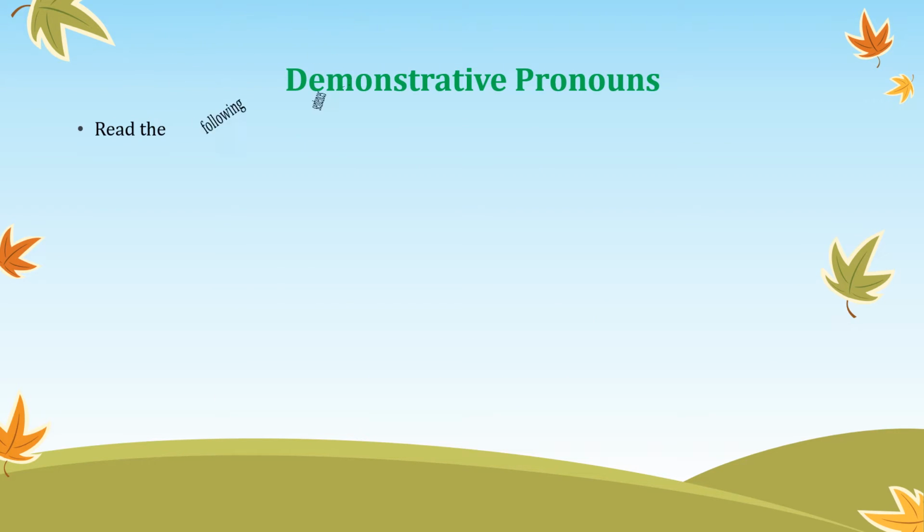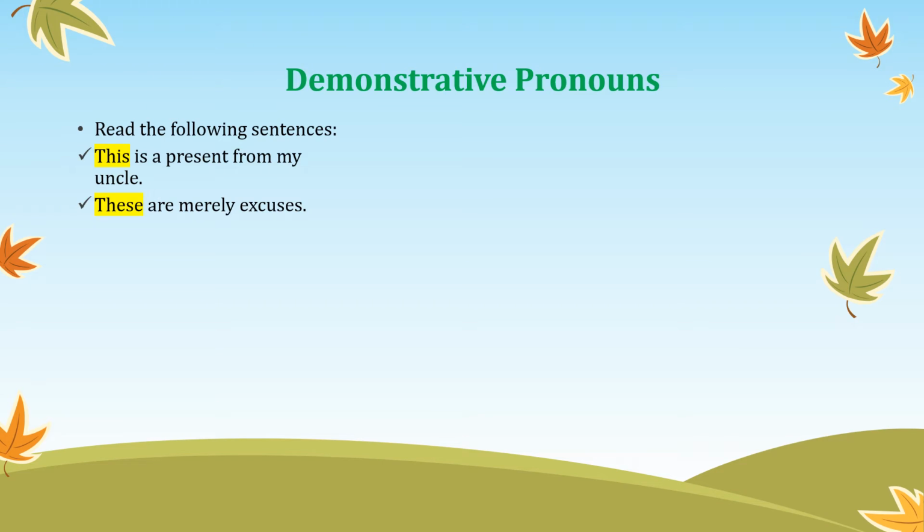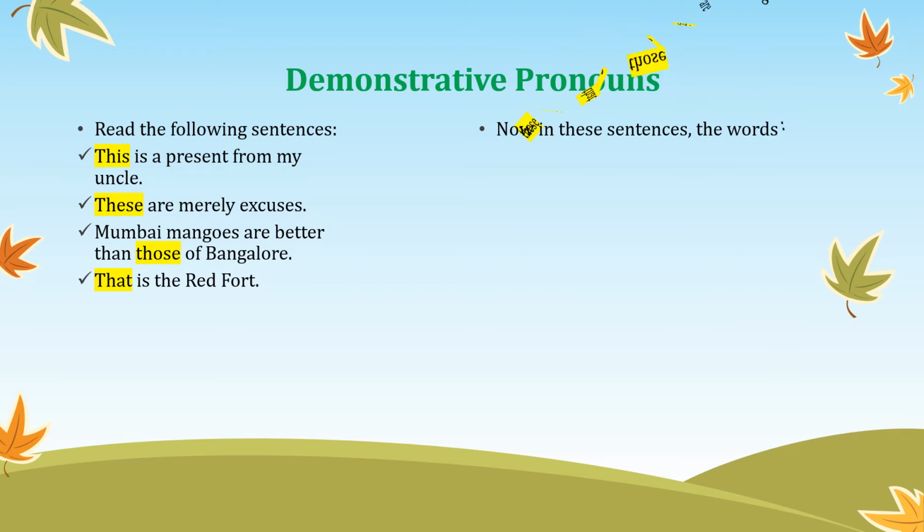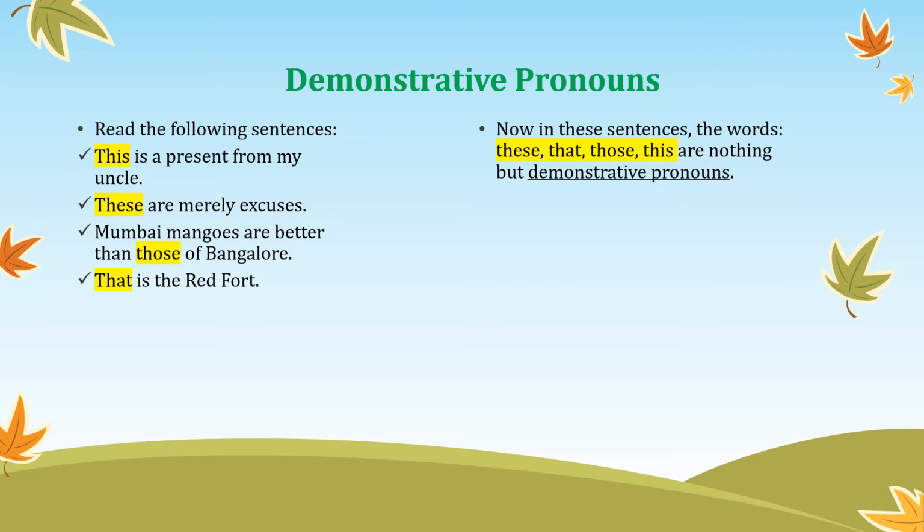Demonstrative pronoun. Now let's read the following sentences. This is a present from my uncle. These are merely excuses. Mumbai mangoes are better than those of Bangalore. That is the Red Fort. Now, friends, in these sentences, the words this, these, those, that are nothing but demonstrative pronouns. Here, these words are used to point out the objects they refer to.